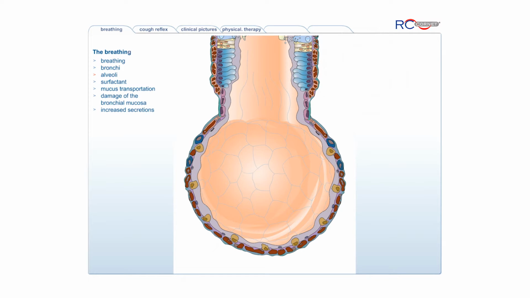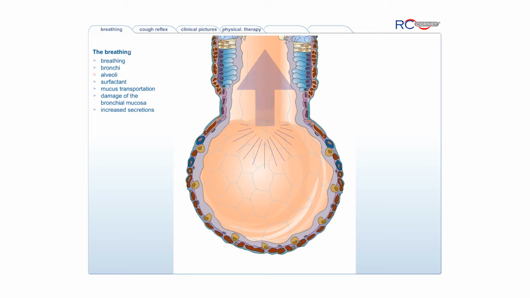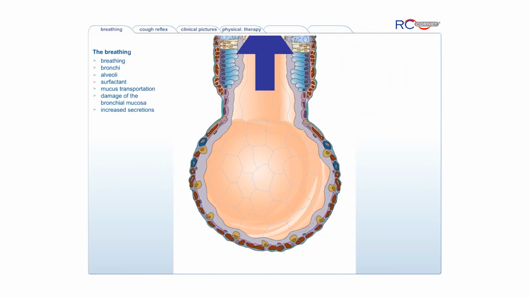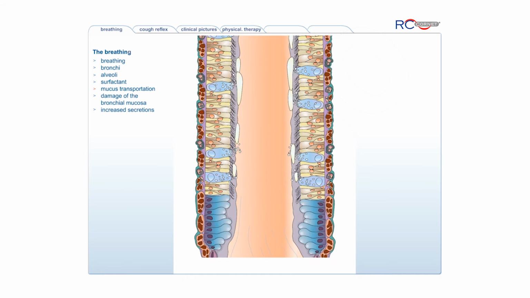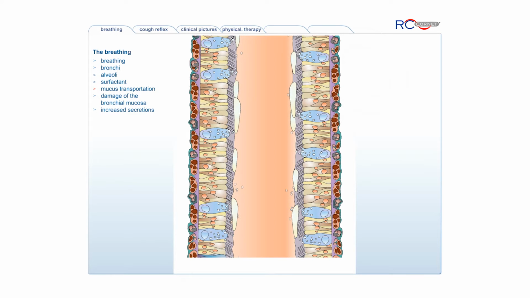In addition, the surfactant is a cleaning film, which glues all inhaled foreign bodies as well as viruses, as in a fly trap, and removes them from the bronchial tree towards the mouth. In addition to the cleaning film, there are cilia. They transport the mucus through the bronchi towards the mouth.